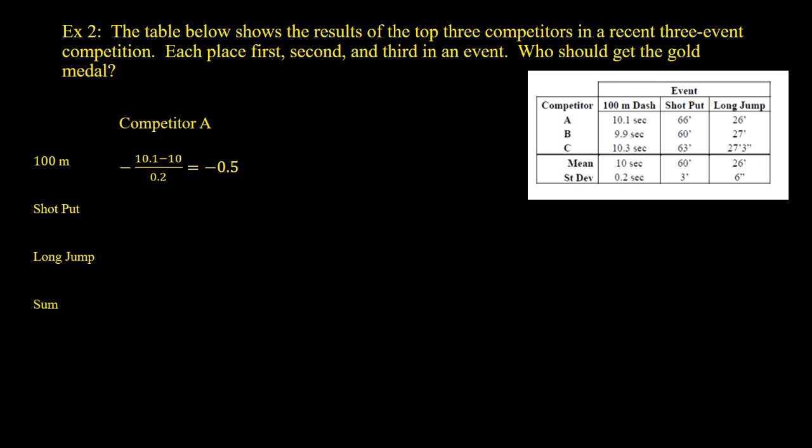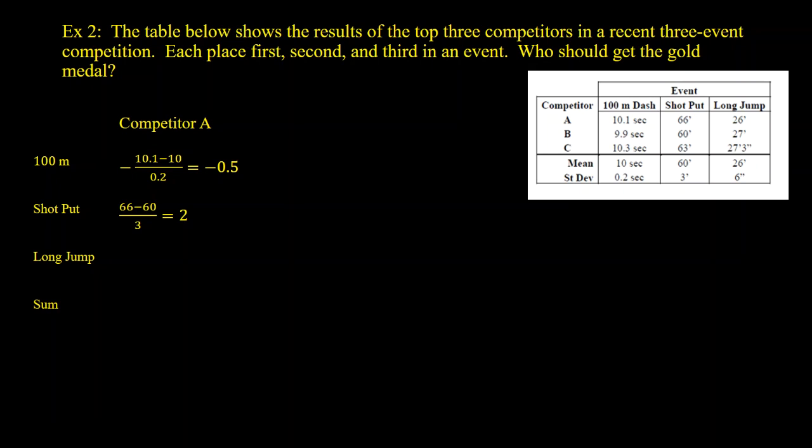Now shot put, competitor A threw the shot put 66 feet. So 66 minus 60 over 3, which is 2. 66 is the distance they threw, 60 was the mean, 3 standard deviation. So 2, they were 2 standard deviations above the mean, a very unusual distance. For competitor A, the long jump was 26 feet. The mean is 26 feet, but pay attention to these units. The standard deviation was 6 inches.